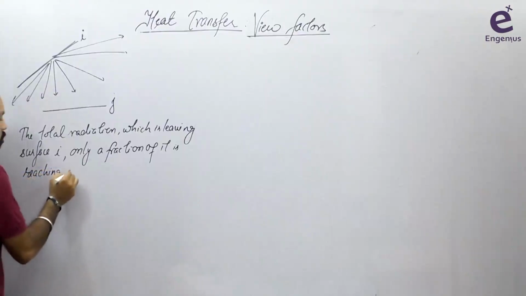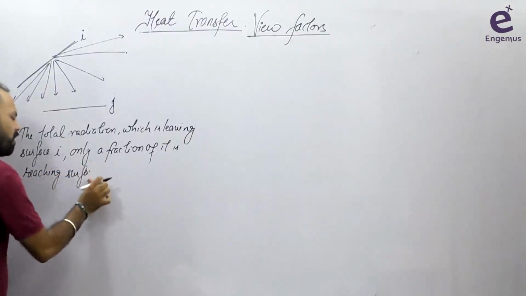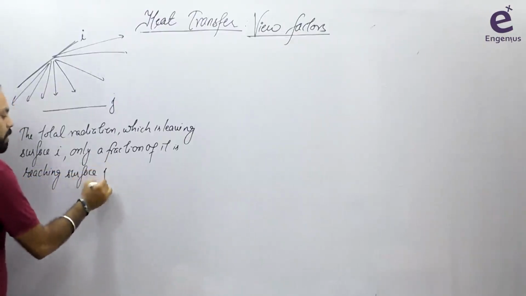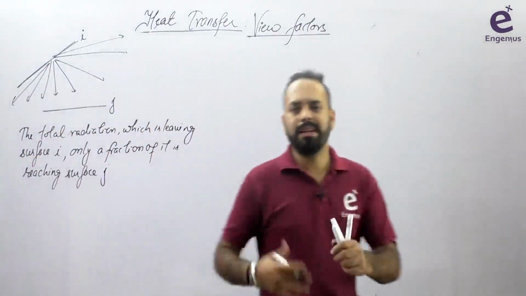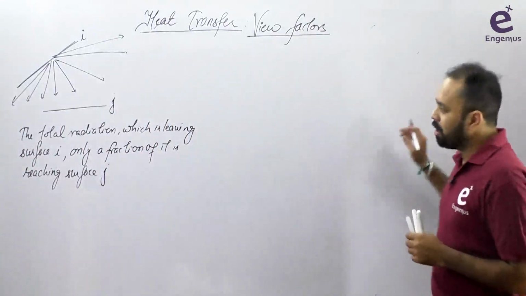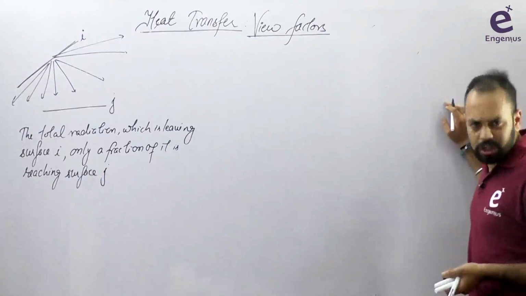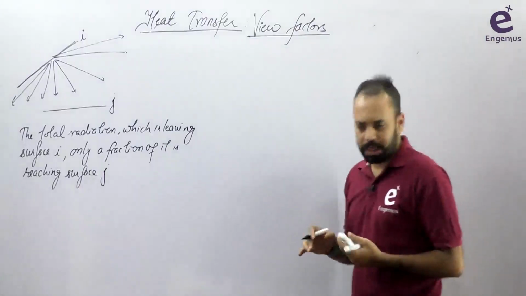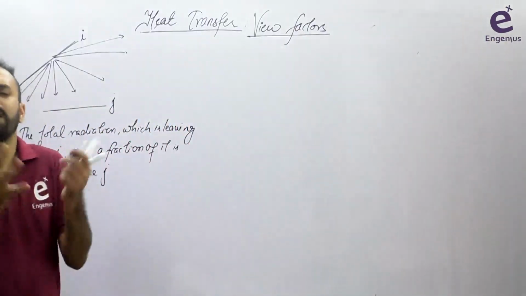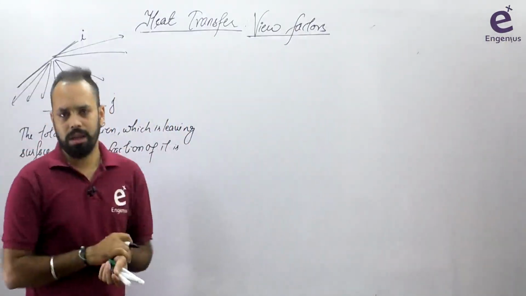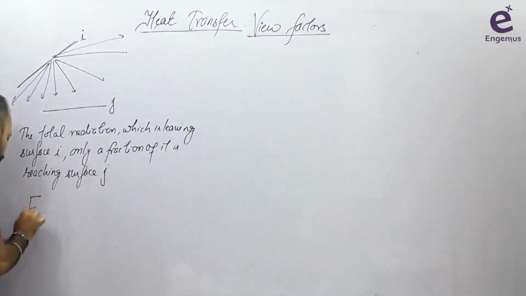Reaching surface J. So of the radiation that leaves surface I, only a fraction. It is possible that this fraction is equal to 1 or equal to 0, right? But let us take a general case that the total radiation leaving surface I, only a fraction of it is reaching surface J or is intercepted by J. Meaning only a small part of the radiation leaving I was intercepted by J, right? So to denote this we write view factor, denoted by Fij.